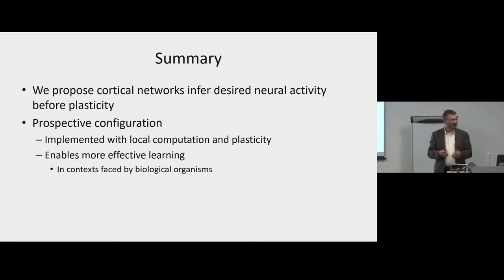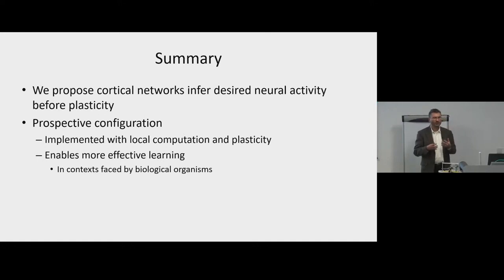So in summary, we propose that the cortical networks infer the desired neural activity before the plasticity. And this is the fundamental mechanism of prospective configuration, which is distinct to backpropagation, which first modifies the weights, and then the changes in activity are a result of the weight modification. And this prospective configuration can be implemented in a wide family of energy-based models which employ only local computation and local plasticity, and enables more effective learning in contexts faced by biological organisms.